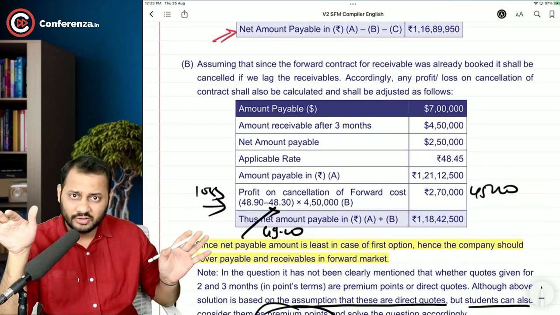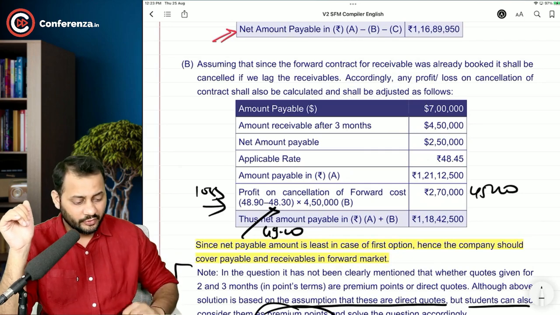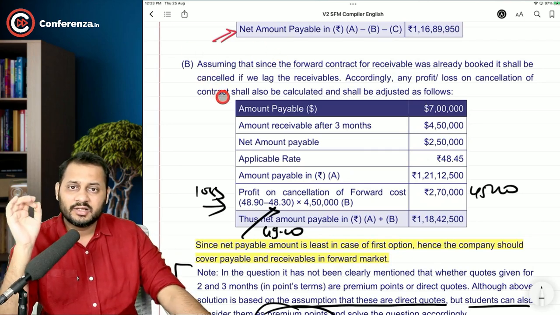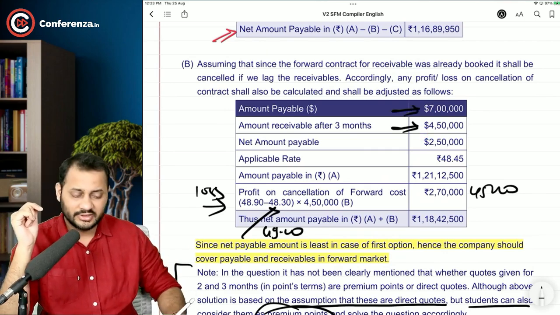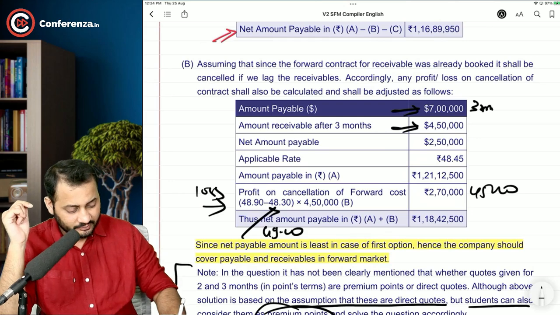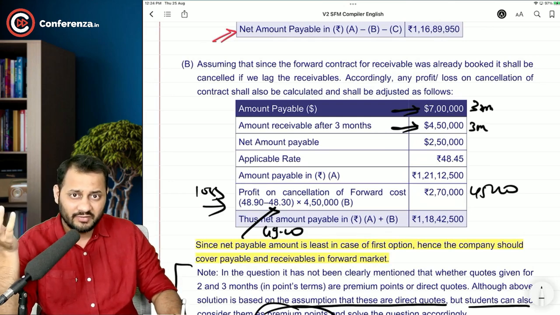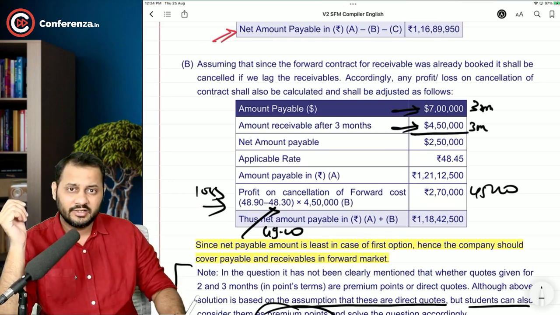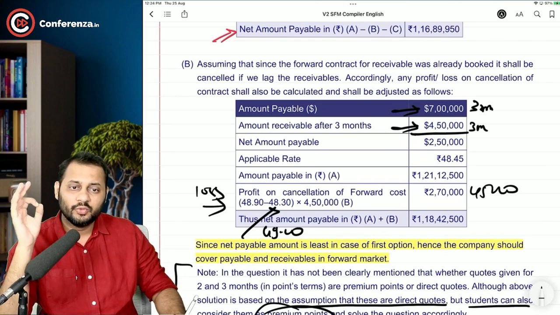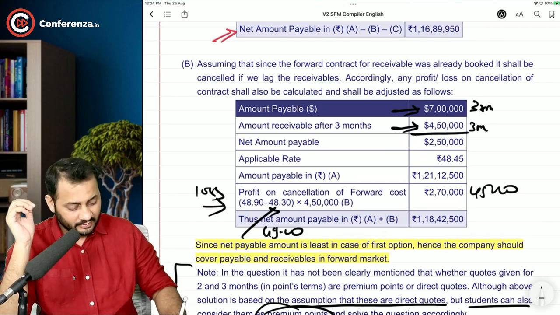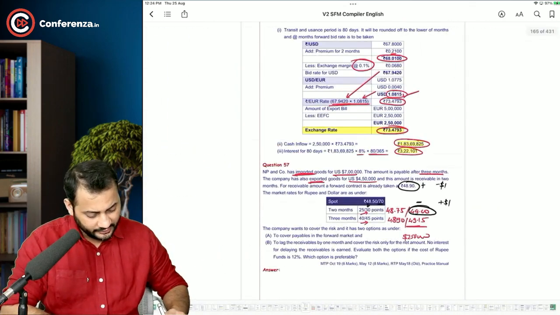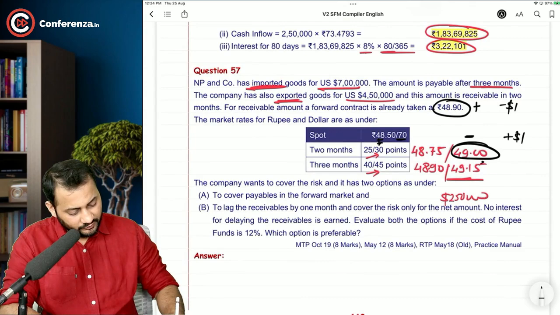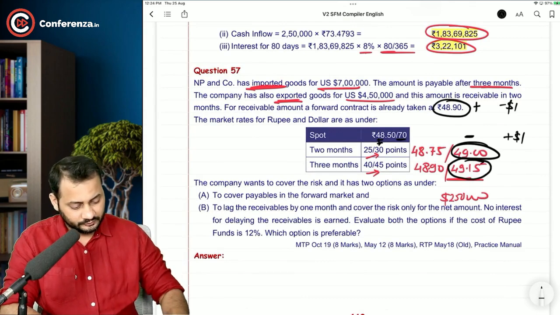Second thing, you cancel the contract now. What will happen? Now you can easily cover the payable, that is the net payable. So $7 lakh is payable, 4,40,000 is receivable. Now this is at the end of 3 months. This is also at the end of 3 months because you have lagged it. So the net payable at the end of 3 months is 2,50,000, and the rate will also be a little different. The rate will be 49.15.